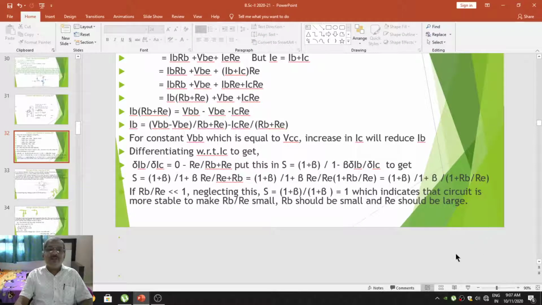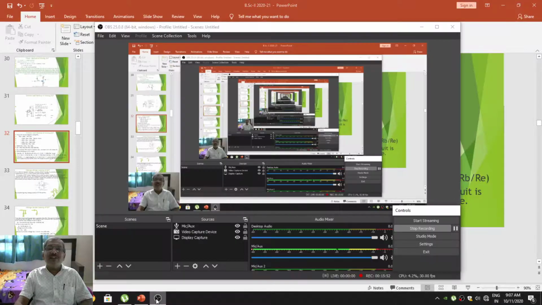So dear friends, this is how one can improve the stability of operating point by adopting the self-biasing or emitter biasing method.